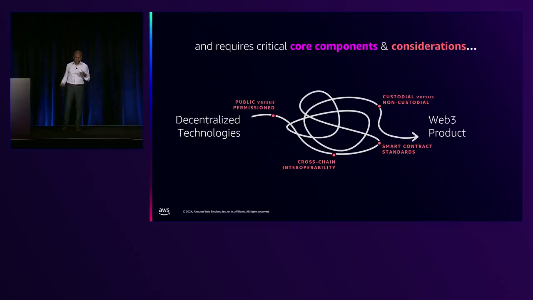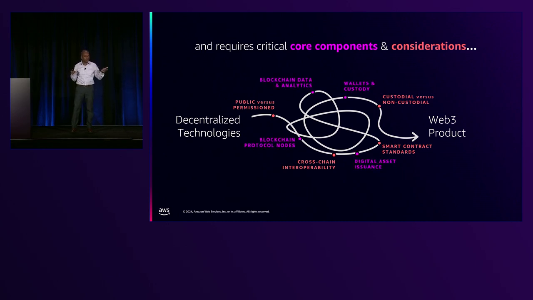And once those decisions are made, once you decide how you want to go about with these basic fundamental decisions, then you have to start thinking about the core components. How am I going to present data and analytics? How are my customers going to interact with it? What kind of protocol nodes am I going to use?